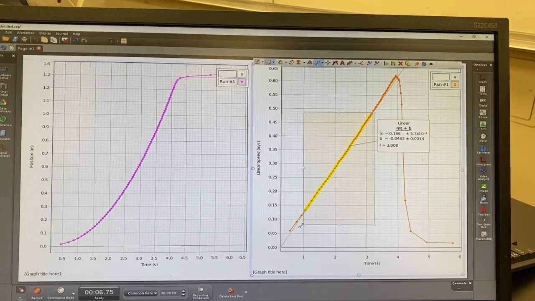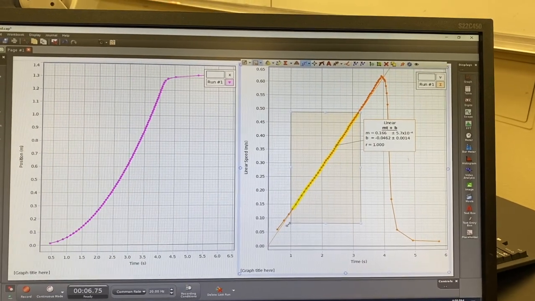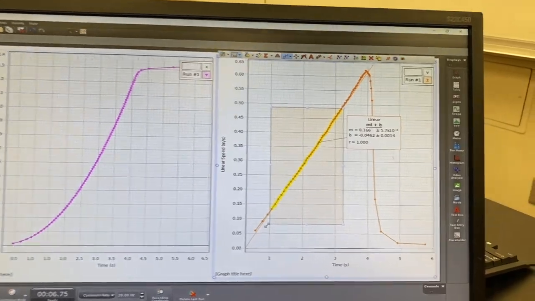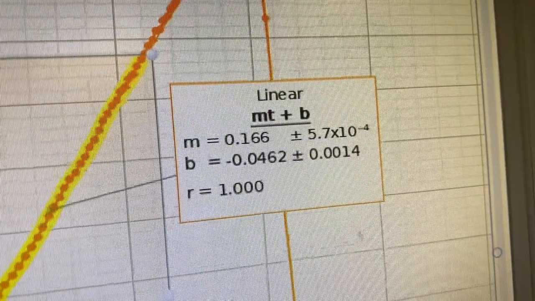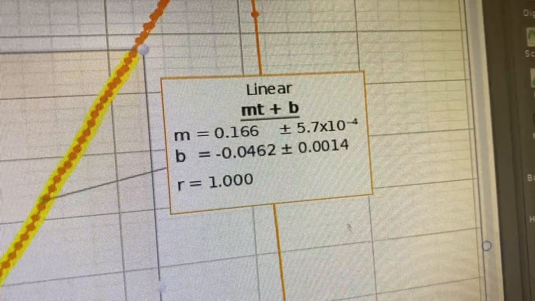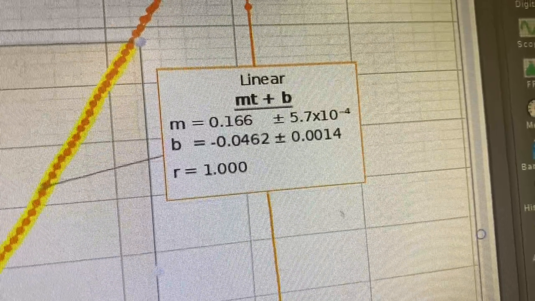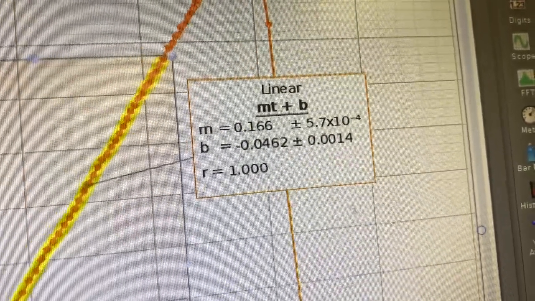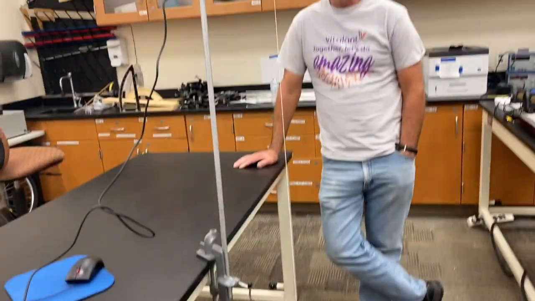So you have your position time graph, velocity time graph. From your velocity time graph, you would want to get your acceleration value. And did you get the acceleration value there, Mark? Yes, that's the M. We have linear fit, and we have an M. Your slope is 0.166, so that should be your acceleration of the system for these two masses which we were shown here. All right, thank you, Mark.